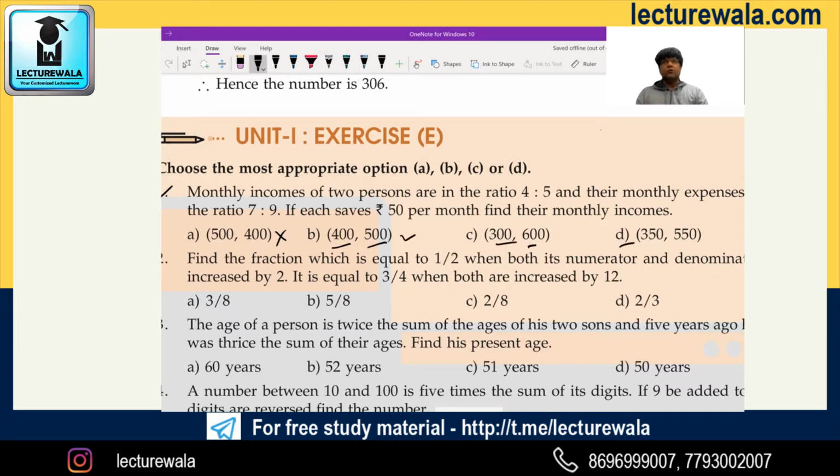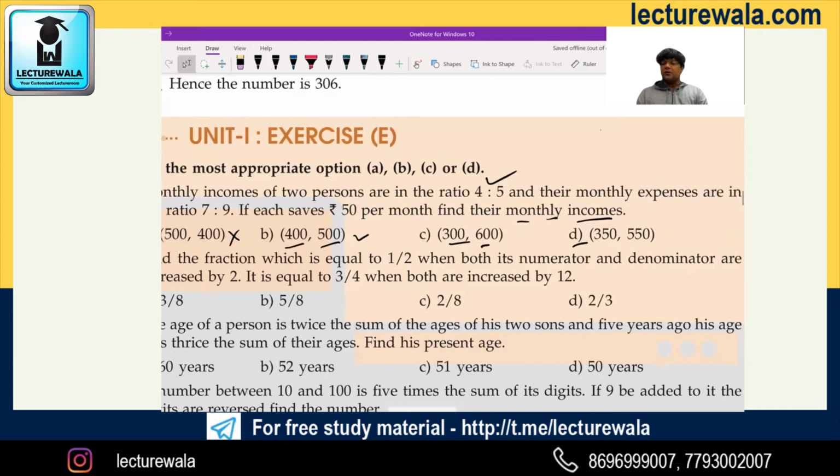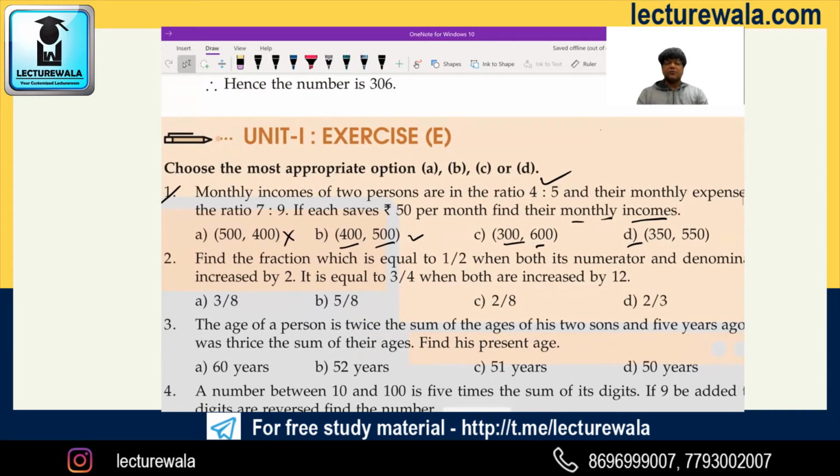But you should not answer in a hurry. Which option is satisfied? The first one. For which condition is it satisfied? The first condition only. Monthly incomes of 2 persons are in the ratio 4:5, and they asked for the monthly income. Ratio 4:5, 400 and 500, satisfying. Check the other conditions also. Their monthly expenses are in the ratio 7:9. If each saves 50 per month, find their monthly income.